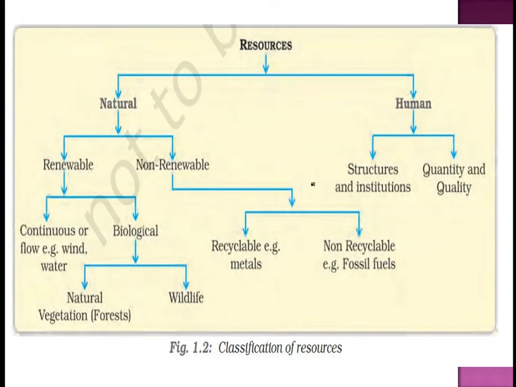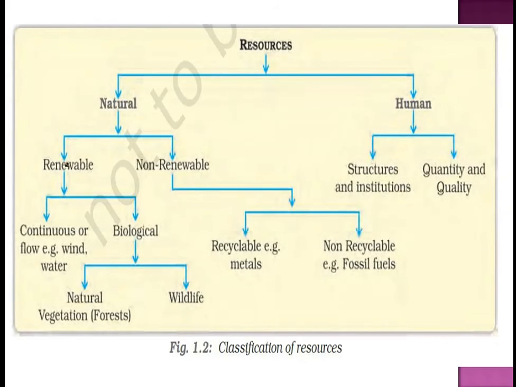Point number 1, resources. They are classified into two. The first is natural and the second one is human. Then the natural, again it is divided into two, renewable and non-renewable. And human, structures and institutions, quantitative and qualitative. So here, first we are seeing the resources. They are natural, they are human, renewable, non-renewable, structures and institutions, and quantity and quality.